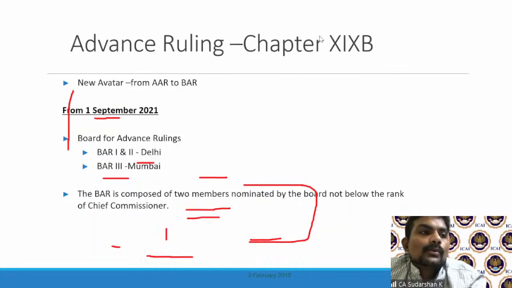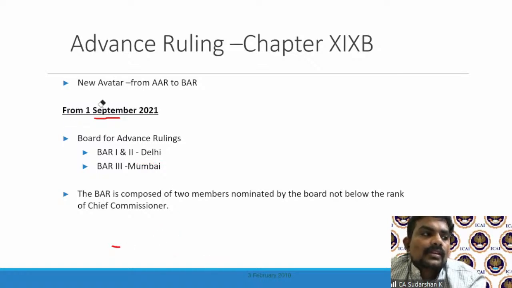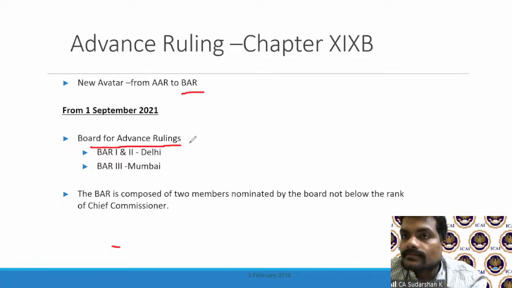But now, unfortunately, because of these delays, and many of the rulings were also in favor of the taxpayers, and the delay and all those things, suddenly AAR became very redundant. So what the government did is, from 1st September 2021, they abolished AAR and have now introduced something called BAR, which is called Board for Advance Ruling.